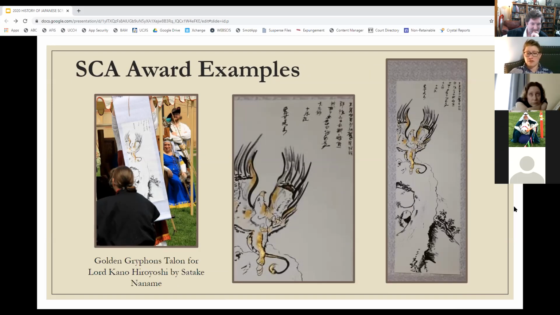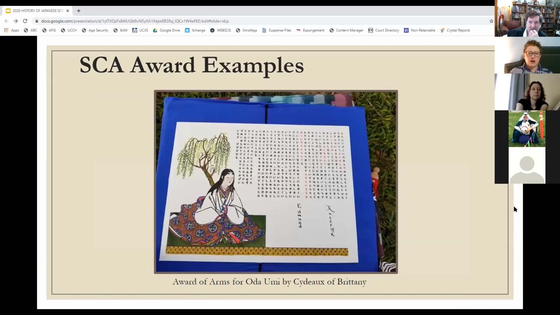This is based off of a painting from the 13th century, if I recall correctly, 14th or 13th century. This is an award of arms for Odo Ume by Saidu of Brittany. Or I don't know how to say her name, I apologize. But this is based off of that portrait that we looked at earlier in the presentation, and they did a beautiful job, and I love the colors that they used. And you see, it doesn't have to be restrictive to what they used in period. You can use a little anachronism and twist in some colors here and there.